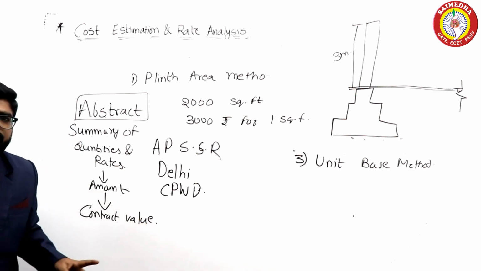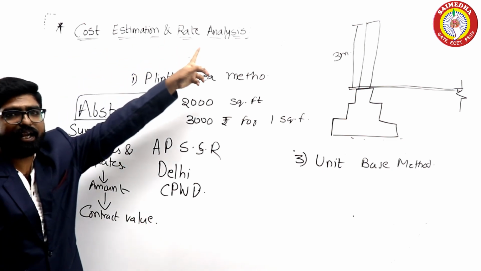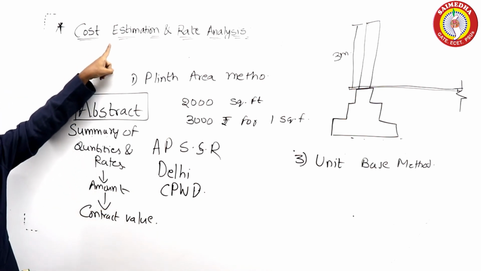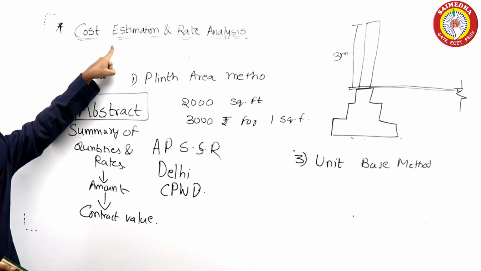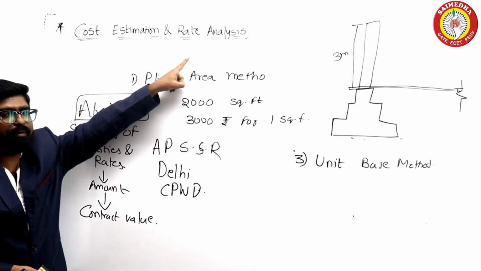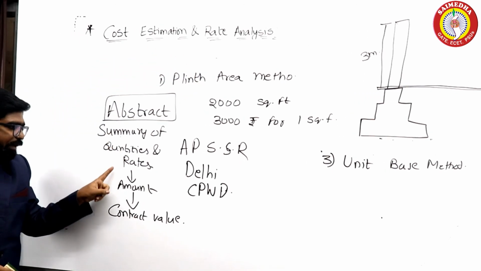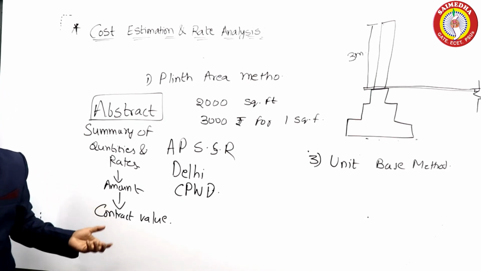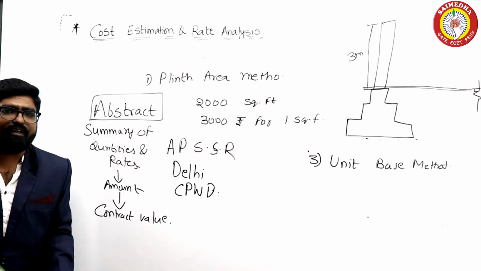So our main objective of studying cost estimation and rate analysis is to obtain the contract value. First we go for cost estimation, and after that from rate analysis we get the rates, and by multiplying we get the amount, and by adding we will get the contract value. So this is our cost estimation and rate analysis.